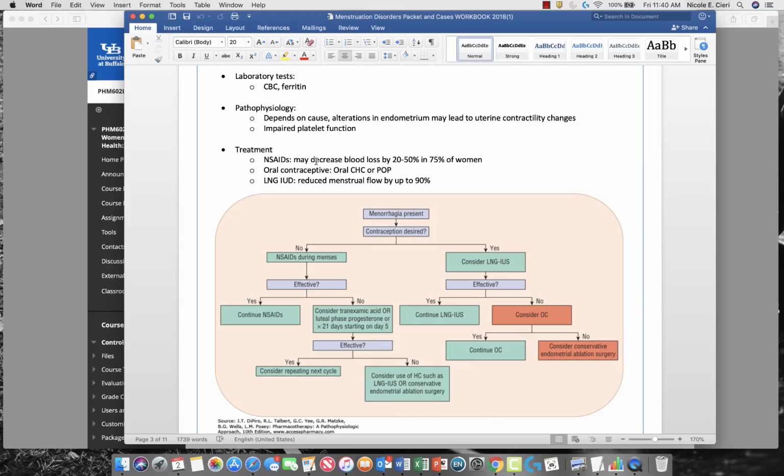Progestin IUDs are extremely effective in these patients, if we remember that medications such as Mirena can reduce menstrual blood flow by up to 90%. So this can be extremely effective in patients.